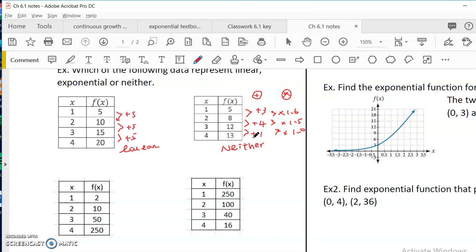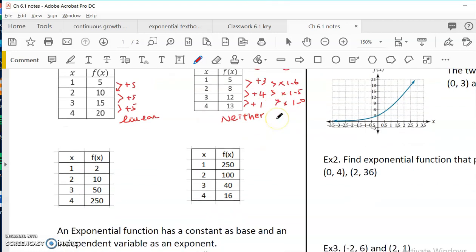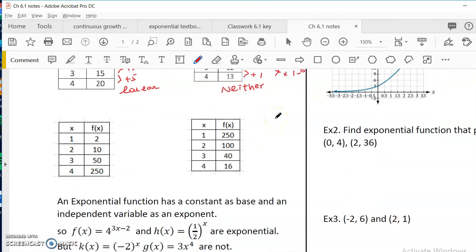If it is exponential, you multiply by the same number. Let's look at this one too. This looks like exponential. You start from 2, and after 4 rounds, wow, it shoots up to 250. Let's just do add first. Of course, it's not going to be constant, because this would be adding 8, this is already at 40, and this adds 200.